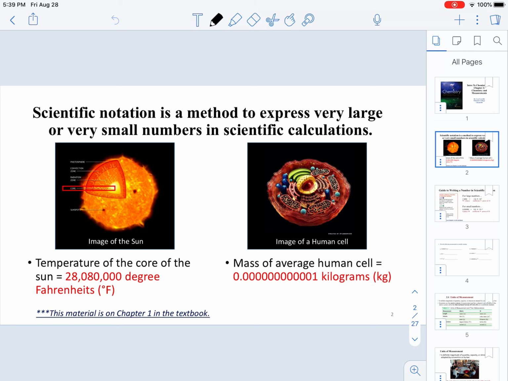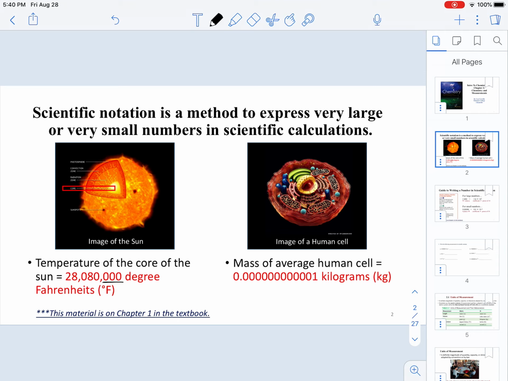To give you guys examples of very large numbers in chemistry or very small numbers, let's look at the examples that we have in the following slide. An example of a very large number can be the temperature of the core of the sun, which is 28,080,000 degrees Fahrenheit. As you can see, that number is very large because it has a lot of trailing zeros, okay? So zeros that are towards the end of the numerical value.